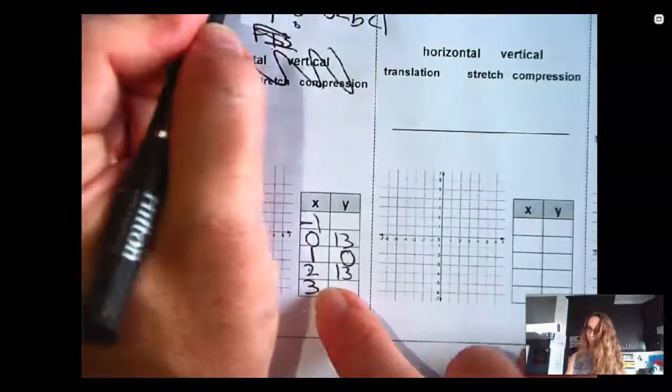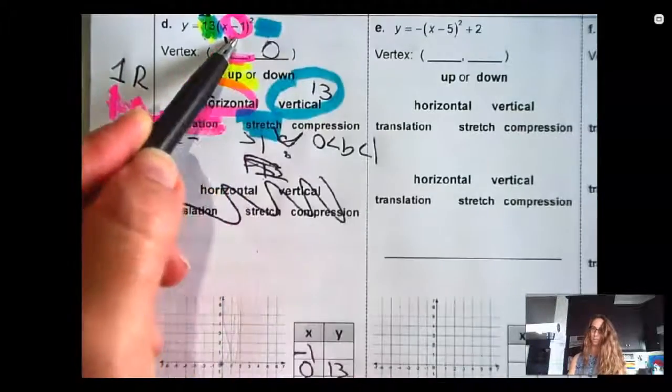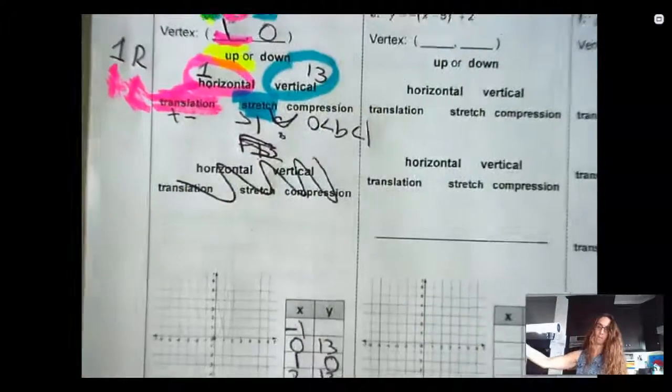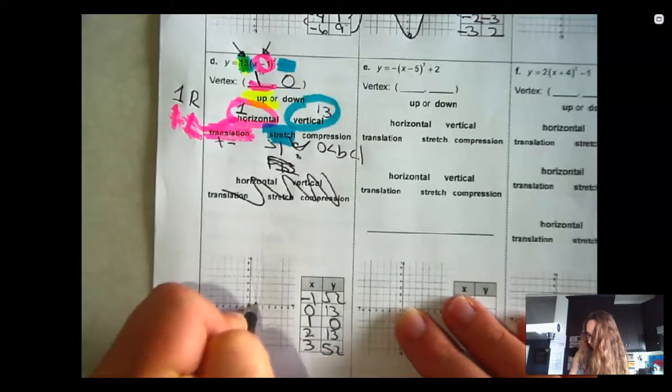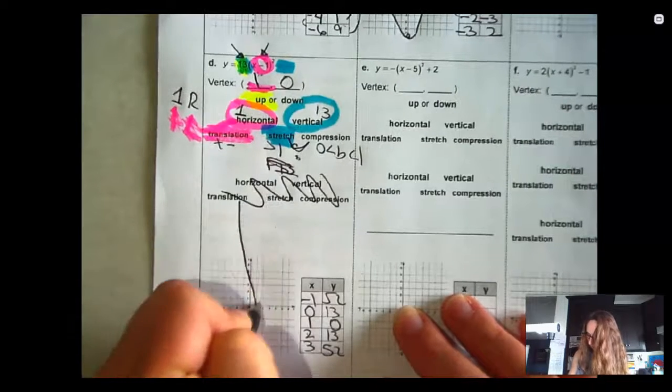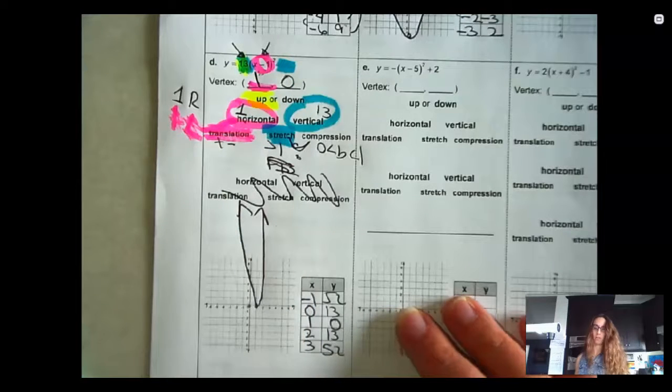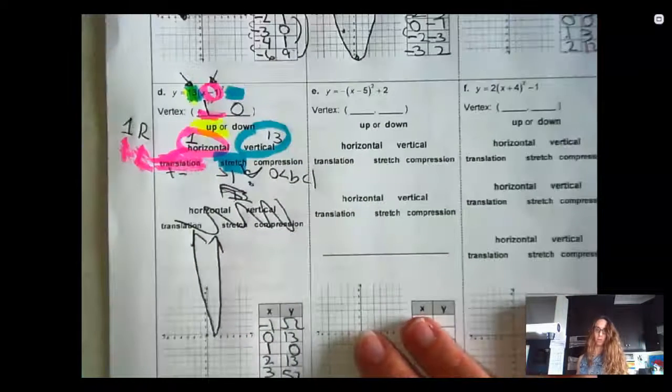3 minus 1 is 2, squared is 4. Let me zoom out a little bit. Times 13 is 52. Oh my gosh, holy moly, I was not joking around. So that means it is going up super fast. All right, let's go to the next one.